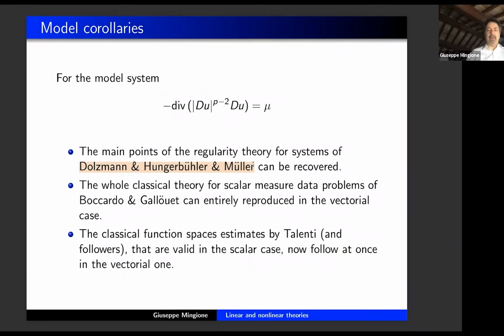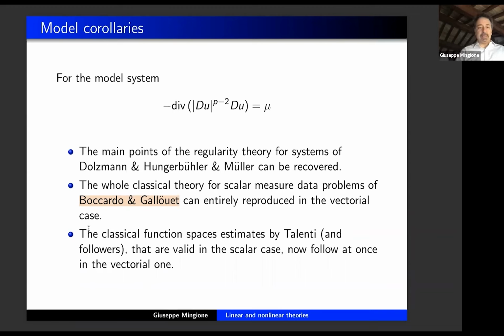Of course, once again, we are using everything that was done in the field. And then the classical theory of measure data problems of Boccardo and Gallouët was not developed in the vectorial case because the proof is purely scalar in that case. You need truncations, you need essentially the ghost of some maximum principle that for systems is absent, but now you can uplift this, you can upgrade this theory to the vectorial case.